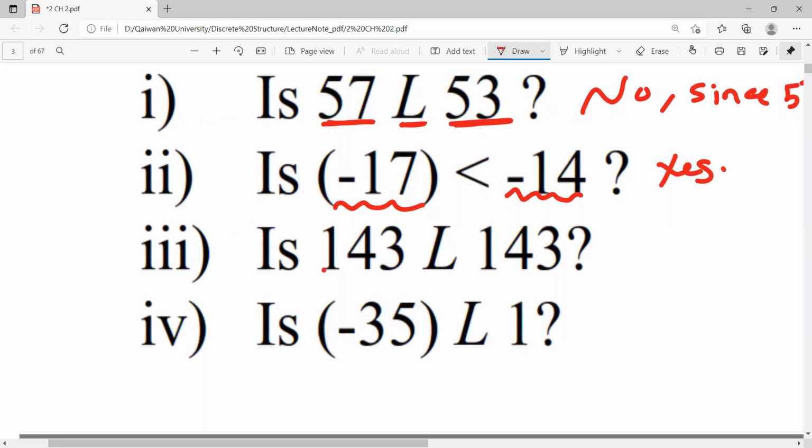For the third one, is 143 related to 143? No, because none of the real numbers is less than the number itself. If the relation were less than or equal, this would be true, because we would have equality also, but we have only less than. That's why it's not true. It's not a relation, because 143 is equal to 143, not less than 143.